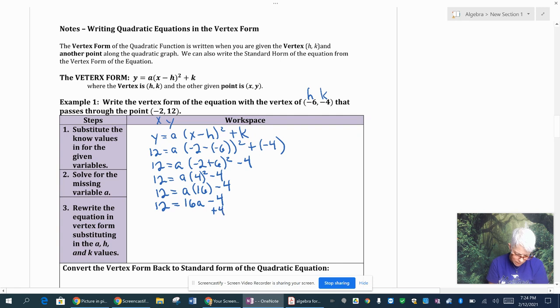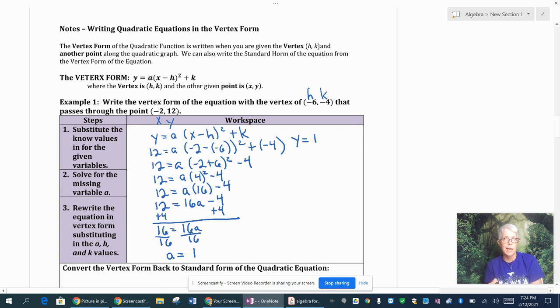To solve, I'm going to add 4 to both sides. 16 equals 16A. Divide both sides by 16. A equals 1. Now I'm going to go back to the formula, and this time I'm going to put in the H and the K again and A. I'm going to leave out the Y. So I have Y equals 1.